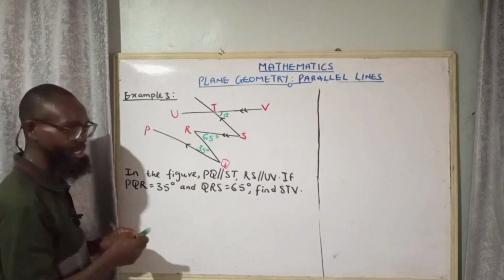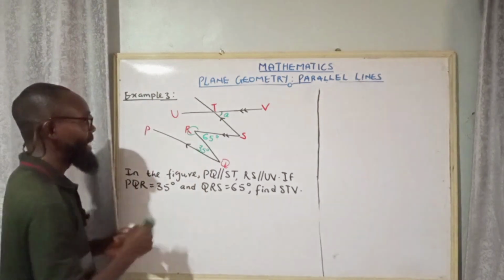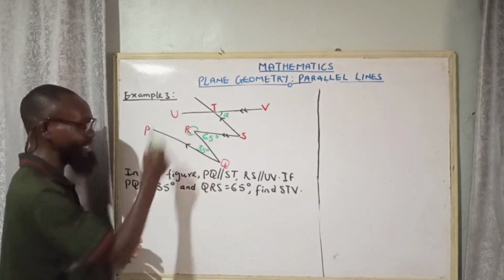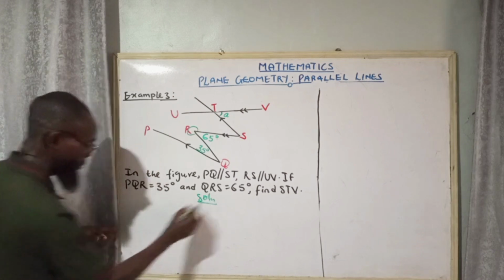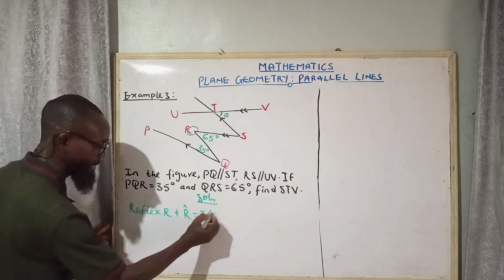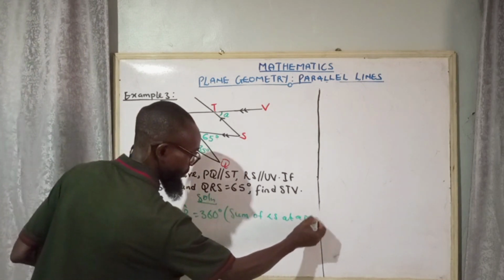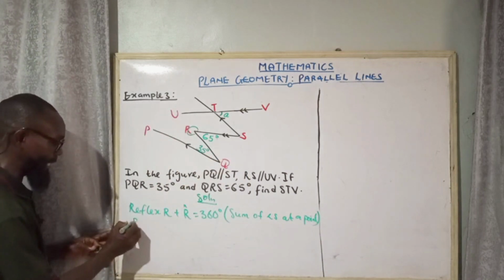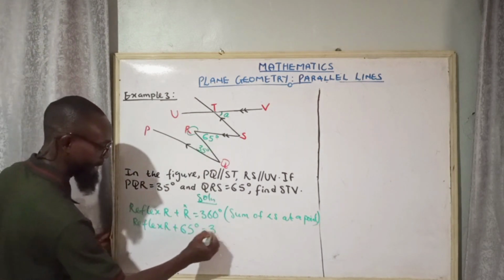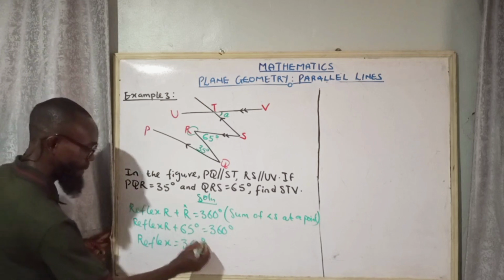Okay, since this angle here is 65 degrees, let me get this reflex of R. This angle R is 65. Let me get the opposite of it. And don't forget that when two or more lines meet at a point, we call it angles at a point. So I can get this reflex R. I will now say, let me say reflex R plus angle R is equal to 360 degrees. Reason: sum of angles at a point. Fine. Now, my reflex R plus our angle R, 65 degrees, is equal to 360 degrees. So reflex R will equal 360 degrees minus 65 degrees.